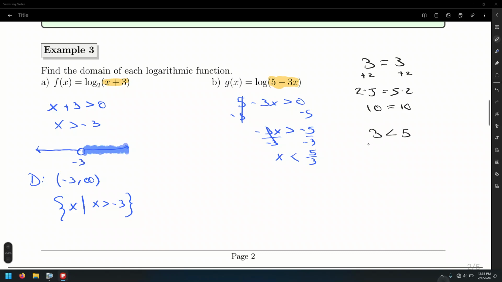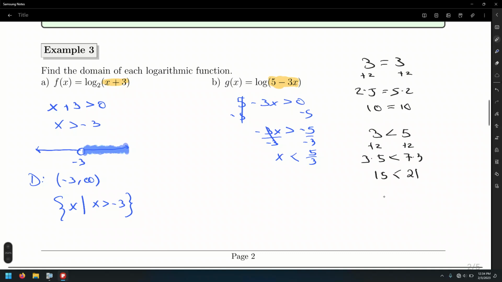Well, what happens if I add 2 to both sides? This is 3 plus 2, that's 5, and that's 5 plus 2, which is 7. And we still have a logical statement. Agree? Okay. What if we multiply this by 3? 3 times 5 is 15, and 7 times 3 is 21. Is this still a logical statement? Yes. 15 is indeed less than 21.